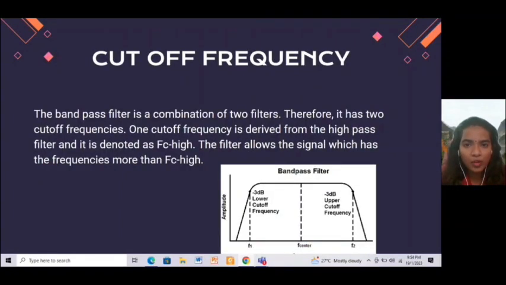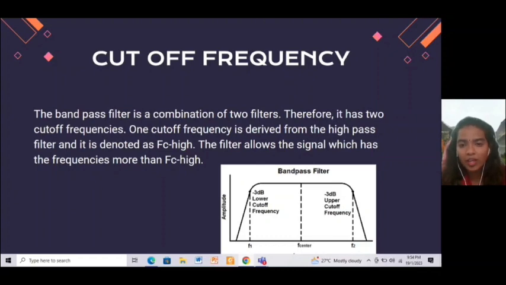So next is about cutoff frequency. The bandpass filter is a combination of two filters, therefore it has two cutoff frequencies. One cutoff frequency is derived from the high pass filter and it is denoted as FC1. The filter allows the signal which has a frequency more than FC1.